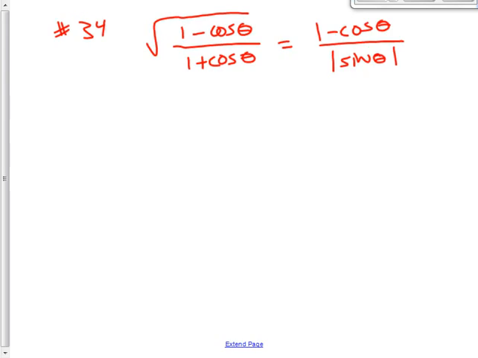Here's number 34. So now I have a square root here. I think I'm.